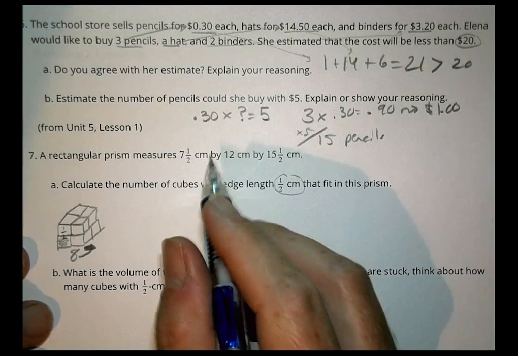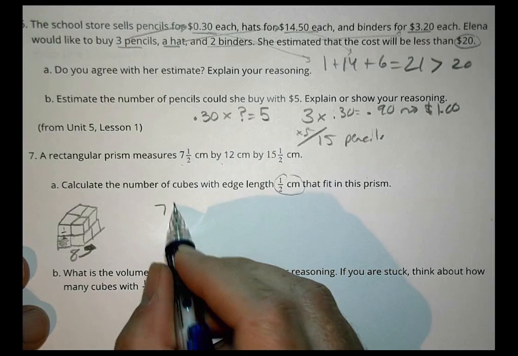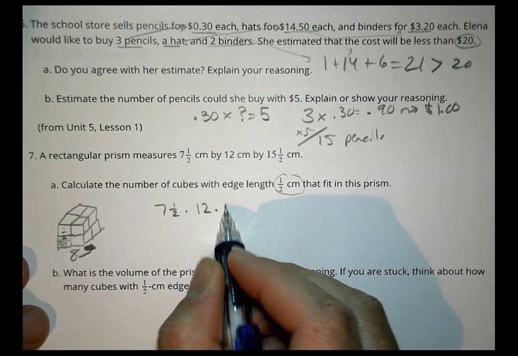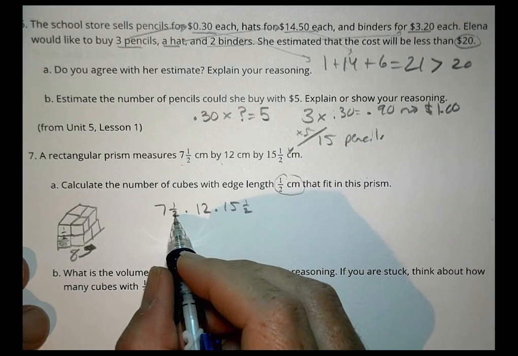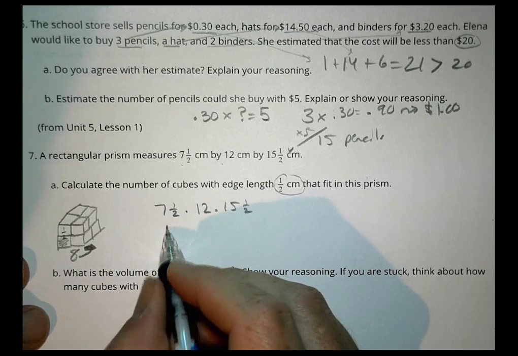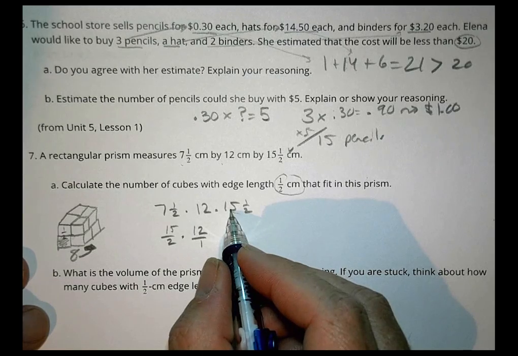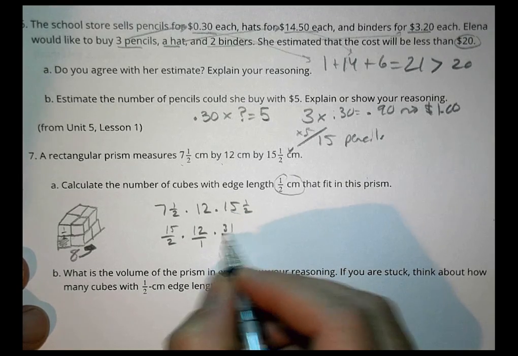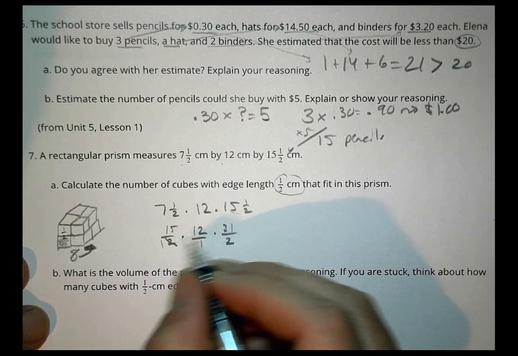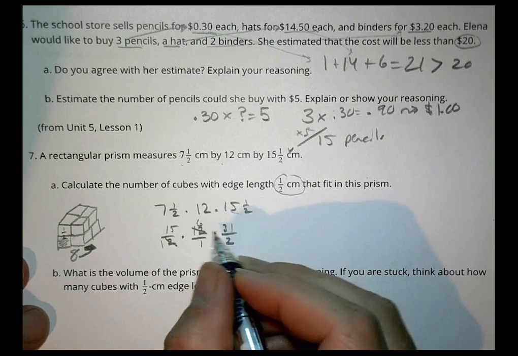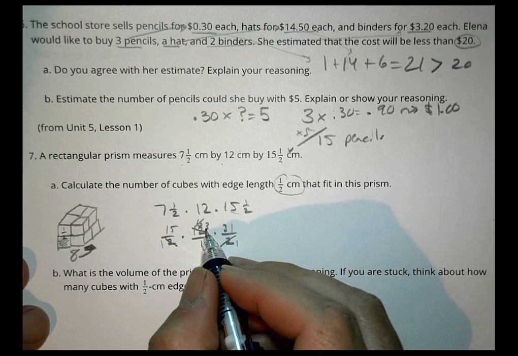So the volume is going to be found by multiplying all those together. So the volume is found by doing 7.5 times 12 times 15.5. Now these are all centimeters, right? So this becomes 2 times 7 is 14 plus 1 is 15 over 2 times 12 over 1. And this becomes 2 times 15 is 30 plus 1 is 31 over 2. So what I did is I said, well, there's 2 here, and how many 2's are in 12? We'd say 6. We had 2 here. How many 2's are in 6? 3. So 15 times 3 is 45.